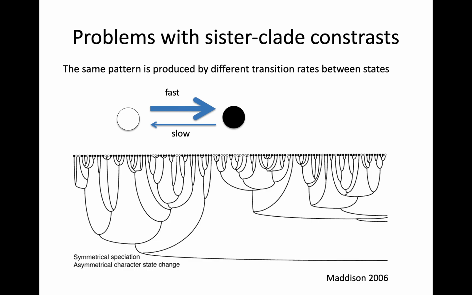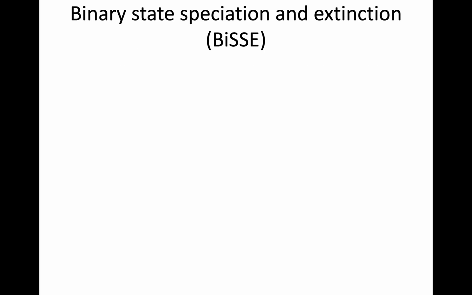So here we are very quickly going from the state of white circle to becoming the state of black circle. But the opposite direction happens more rarely, has a lower rate. And that also results in a tree with very many black tips and fewer white tips. So actually nothing to do with speciation rate, but just with asymmetry in the transition rates. So those are all problems because this is all confounded. And so we need to introduce some other methods that allow us to disentangle that. So let's get busy with BISSE.